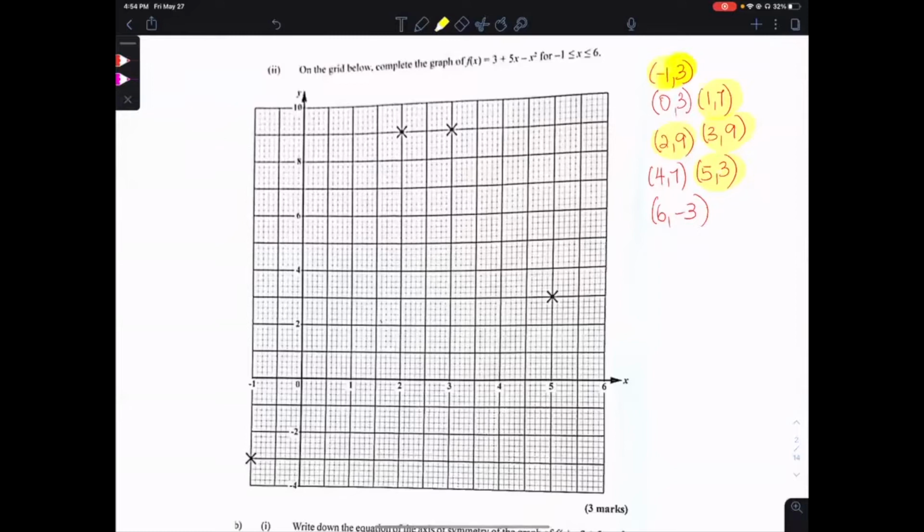-1. So we do have 1, 7. This one. So I'm going to plot 0, 3. I am going to plot 1, 7. I am going to plot 4, 7. All right, so I'm giving you some time to draw the graph because that's the only way you're going to understand it. So go ahead and draw the graph.